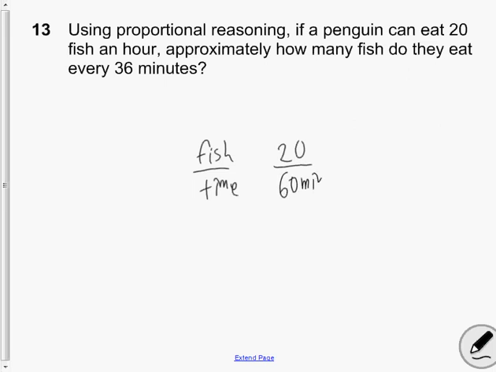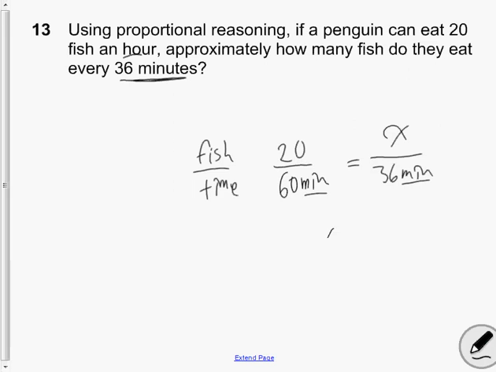Now notice I changed my hours to minutes because in the second one I have 36 minutes, which is my time, but I don't know how many fish. Very important that you keep them in minutes and minutes and not 1 and 36, because it won't work if you do it the other way.